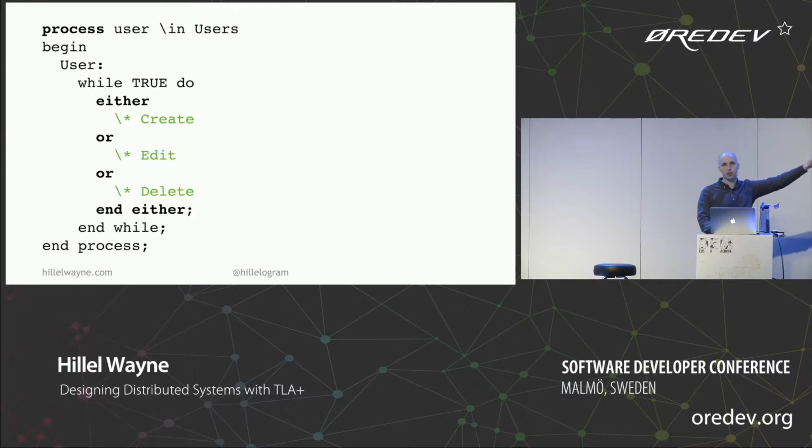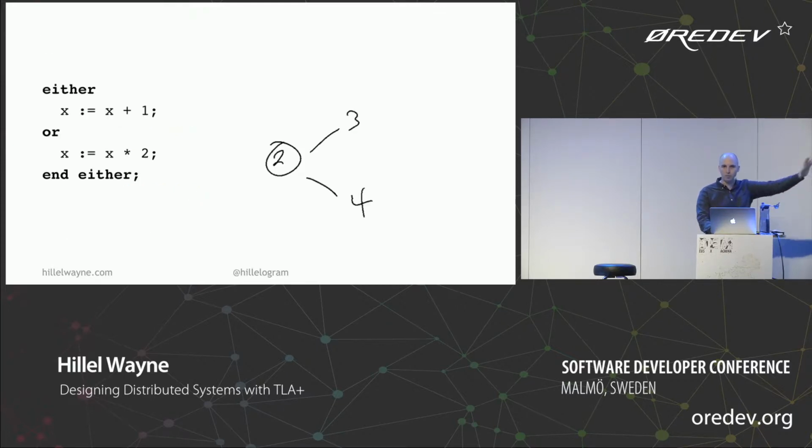The user can do one of these three things. This means it'll do all of them simultaneously. If the model checker sees either statement, it'll split the model checking into entirely new universes for each option. So it sees create, edit, delete. It creates one universe for creating, one universe for editing, one universe for deleting.